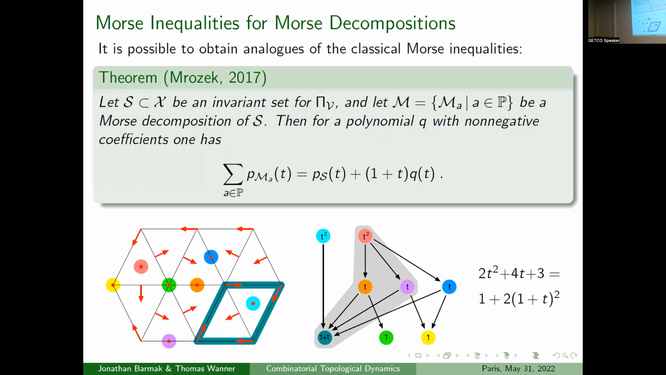You also get the Morse inequalities. I'm writing them here in a slightly different version, but it's basically the same as what Jonathan talked about in this part of the tutorial. Important for us is just that the Poincare polynomials of the Morse sets are related to the Poincare polynomial of the underlying isolated invariant set that is decomposed by them. And we have this polynomial with non-negative coefficients. And from that, you get the Morse inequalities in the classical way. So you do get that.